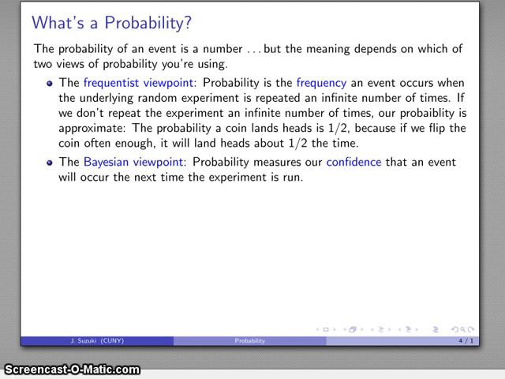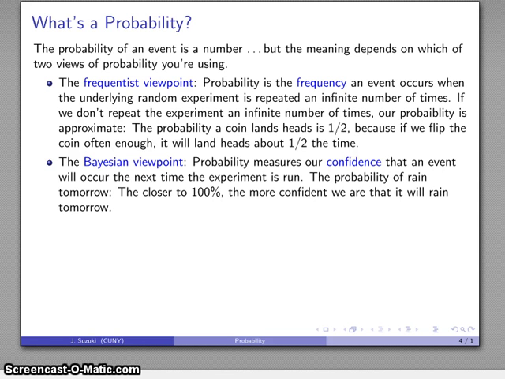The other important viewpoint of probability is known as the Bayesian viewpoint, and probability measures our confidence that an event will occur the next time the experiment is run. So let's talk about the weather. The probability of rain tomorrow is 70%, or whatever it is. That expresses my confidence that it will rain tomorrow. The closer that probability is to 100%, the more confident we are that the event will occur. So if the probability of rain is 10%, I'm not so confident that it'll rain. If the probability of rain is 90%, I am very confident that it's going to rain.